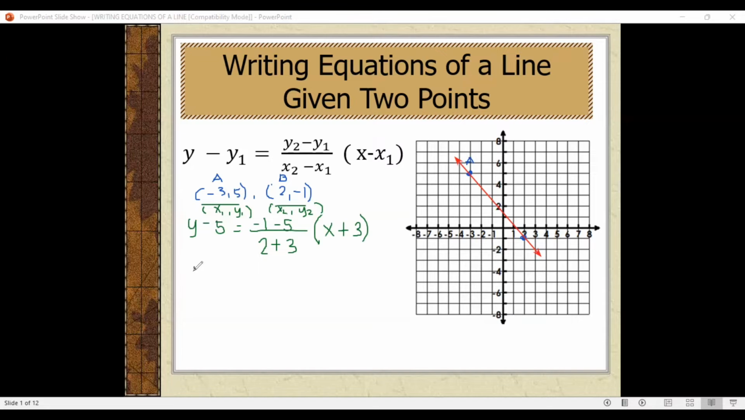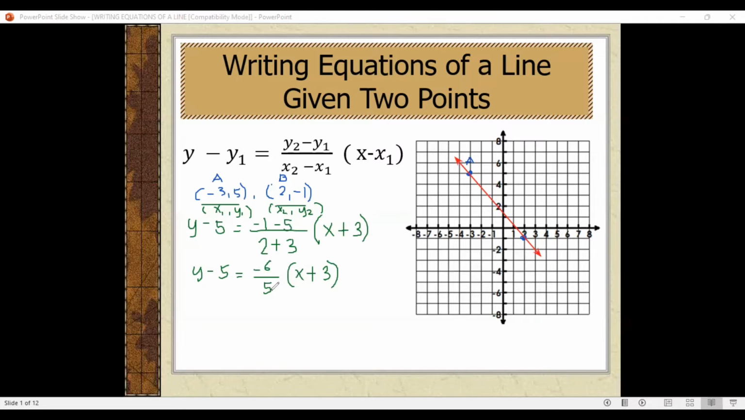So y minus 5, we just have to bring that down. So y minus 5 is equal to, let's have the slope first. You have -1 minus 5, so that will result in -6. And 2 plus 3 is equivalent to 5. And of course, we just also have to copy the x plus 3. Usually, we don't want to be working with fractions, like in this case, you have 5 as the denominator, -6 over 5.